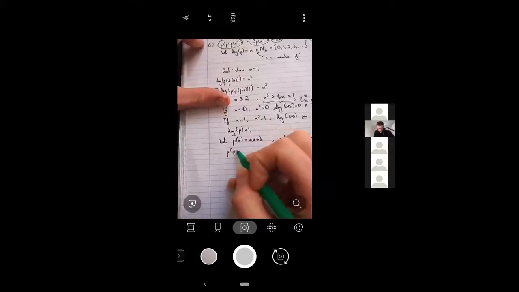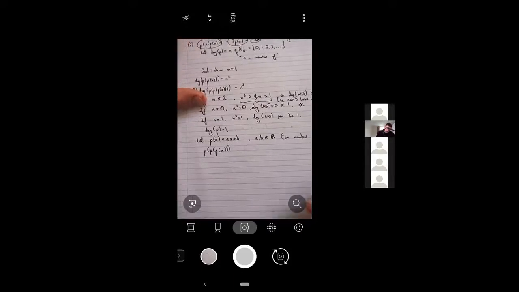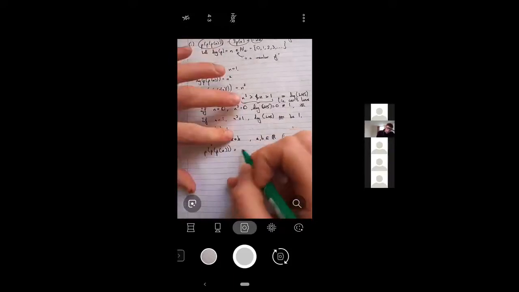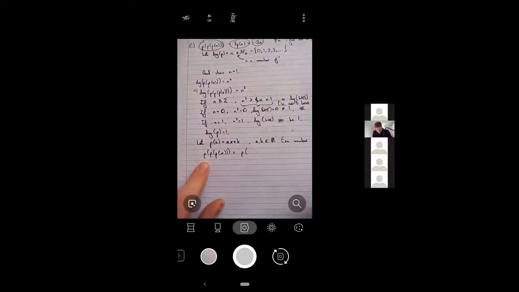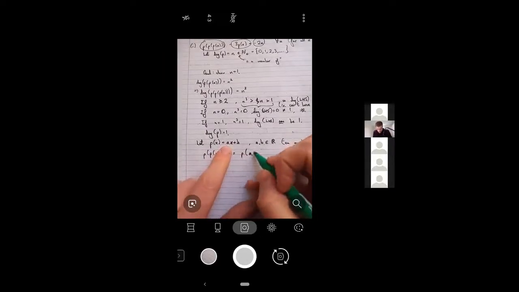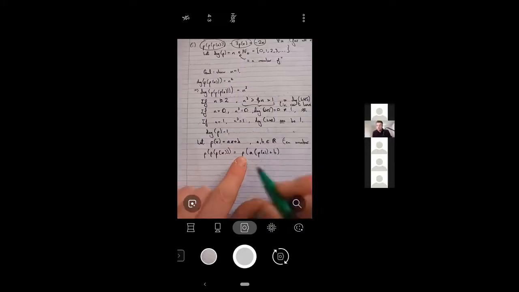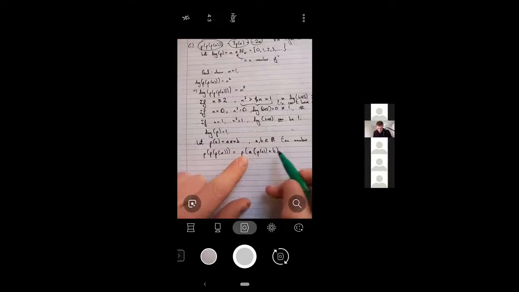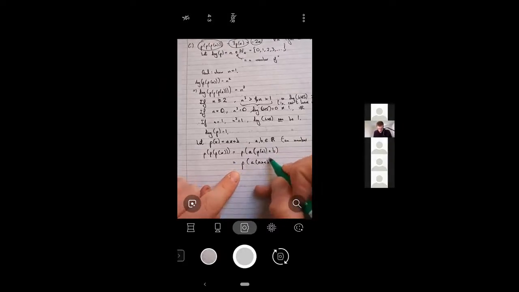p of p of p of x, that's too much fun to say, is going to be p of, now I'm just going to do it in stages just to be sure because I always mess up algebra. So it's a times p of x plus b, and then p is applied to all of this. Okay, so it's p of ax plus b, plus b, which is the same as a times all of that, plus b.